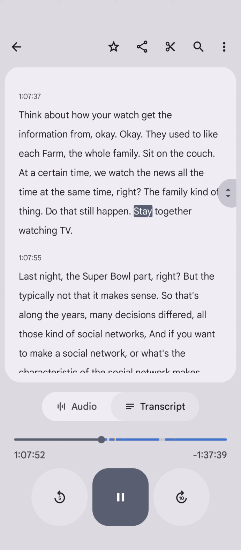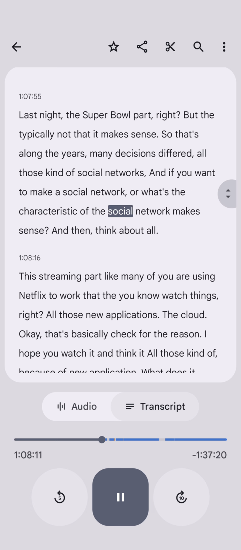Does that still happen? Sitting together watching TV? Maybe last night, Super Bowl party, right? But typically not. So along the years, many things changed. Think about all those social networks. If you want to make a social network work, what's the characteristic of a social network? Make sense?